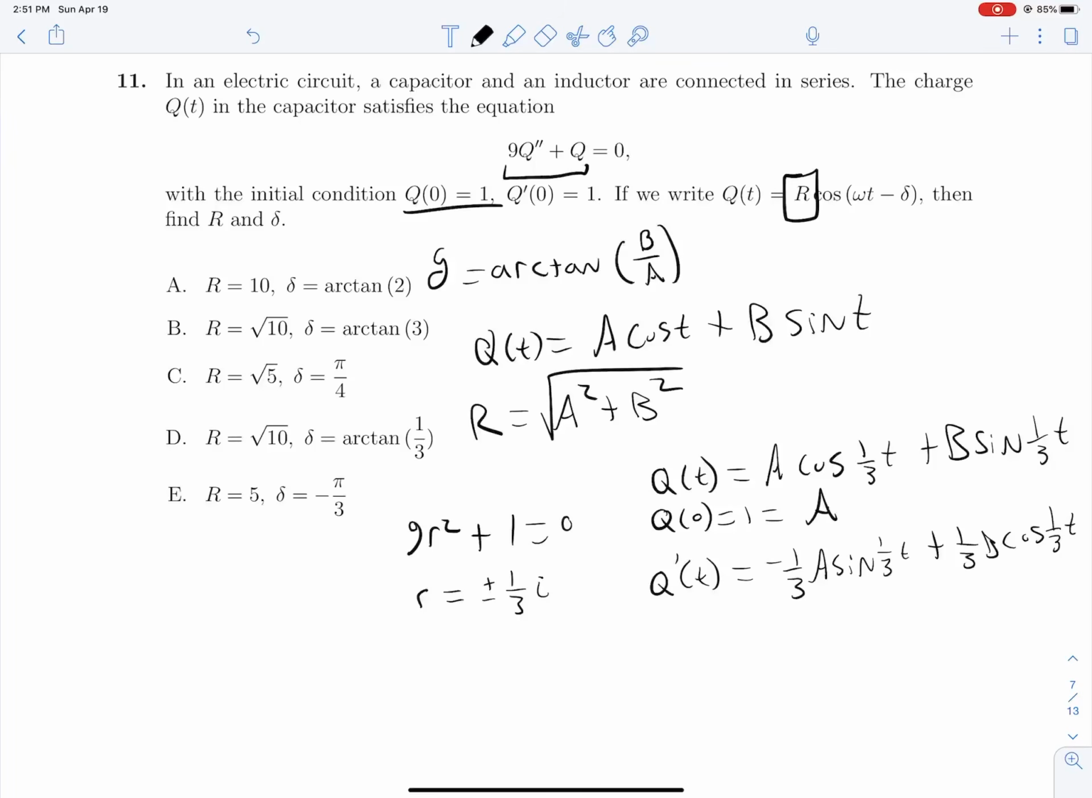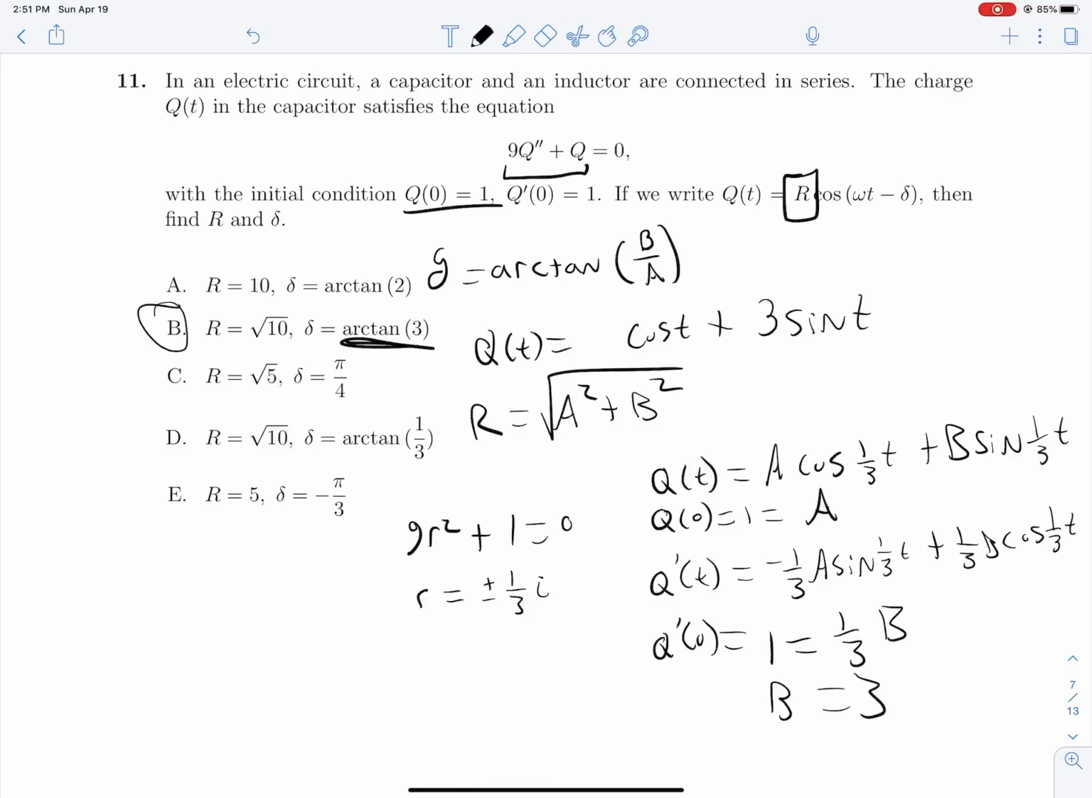And then solving Q prime at 0, we see that that's equal to 1, and this is 1/3 B. So B is equal to 3. We can go up here and replace those and solve for our two quantities that we're looking for. Delta will be the arctangent of B over A. That gives us an arctangent of 3. And then R is just the root of 9 plus 1, so root 10.